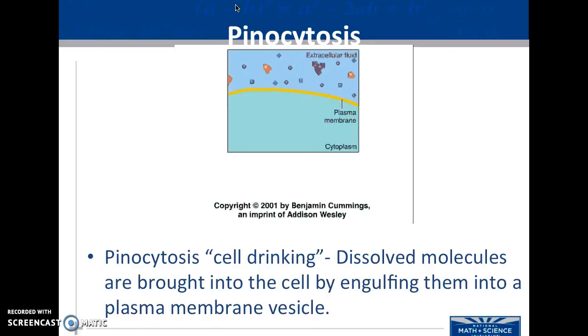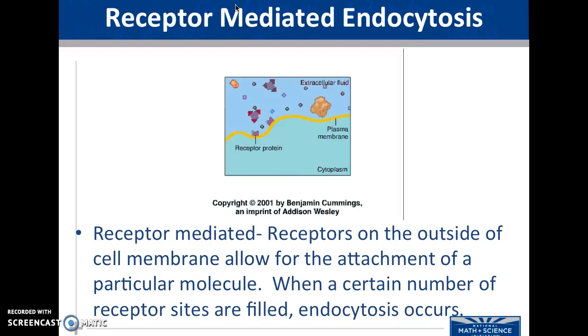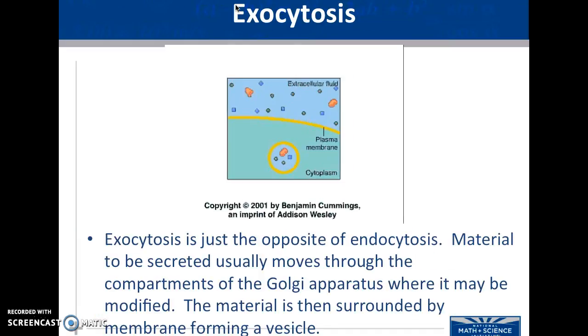Pinocytosis is cell drinking. It takes dissolved molecules in the extracellular fluid, and it is engulfed with the fluid and brought into the cell in a plasma membrane vesicle. And then receptor-mediated endocytosis. There are receptors on the outside of the membrane that allow something to attach to it. When those receptor sites are filled, endocytosis engulfs the whole thing and brings it into the cell.